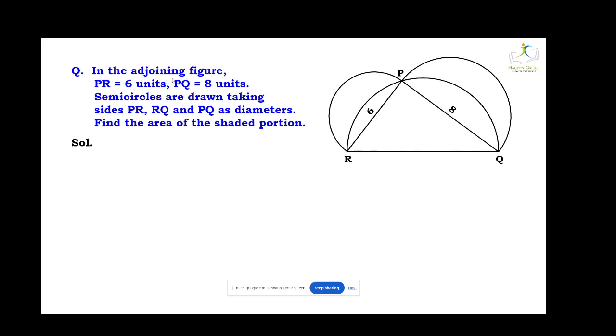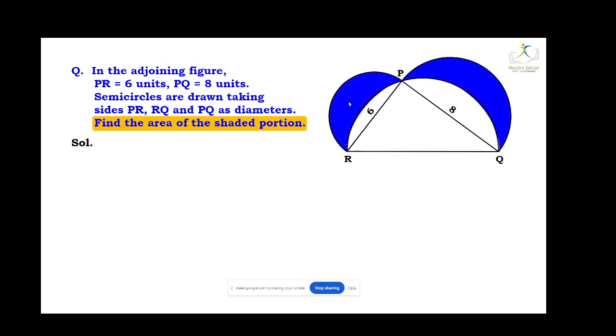In the adjoining figure, PR is 6 units and PQ is 8 units. Semicircles are drawn taking the sides PQ, PR, RQ as the diameter. Find the area of the shaded region. So here we have shaded region 2, as well as the triangle, whose area we have to add. This is also shaded region. So now we have to think about how to find the shaded region.